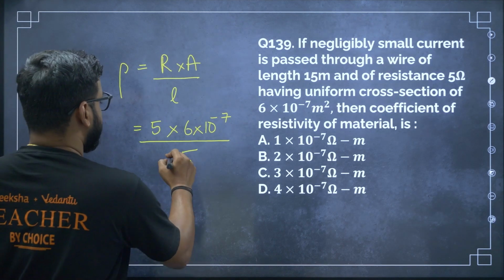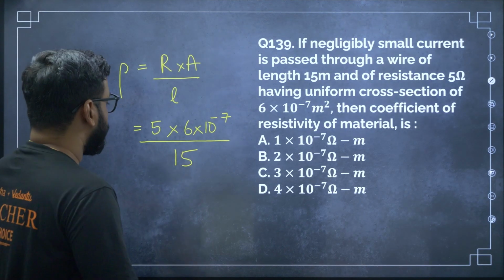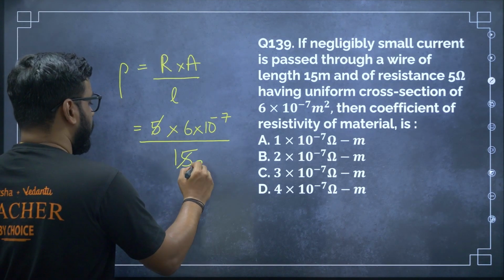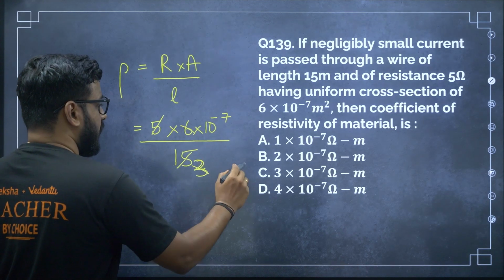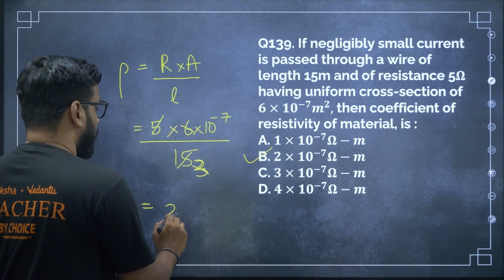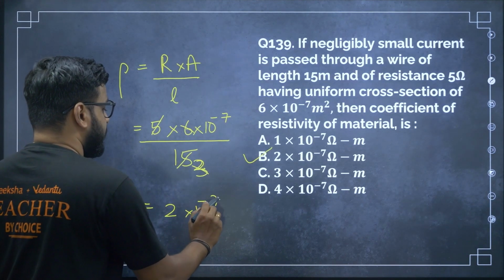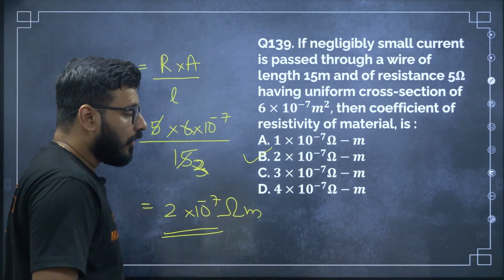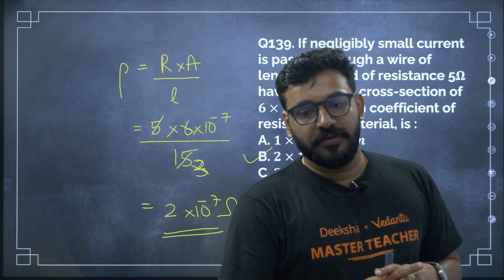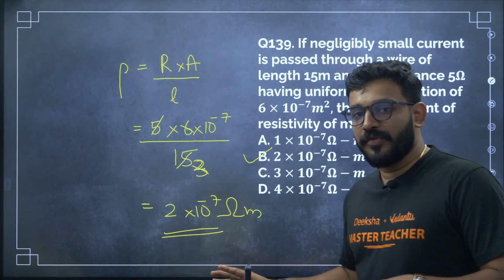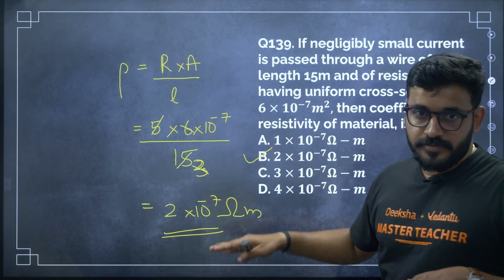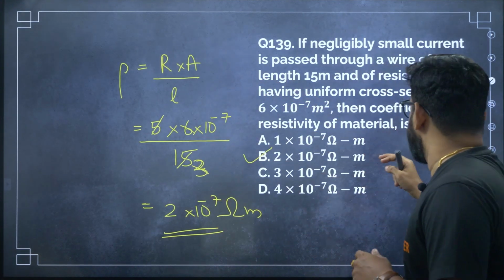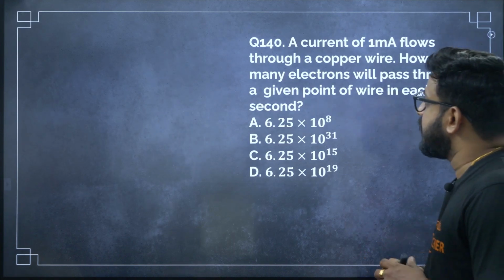Sorry, 15 meters is the length, my mistake. So you can directly cancel 5 and 15, that is 3, 3 and 2. Finally you will get the answer as option B, 2 into 10 to the power minus 7 ohm meter. Very simple, very straightforward question. There is no chance of any doubt over here. Direct formula substitution, get the answer. Next question, let's see.